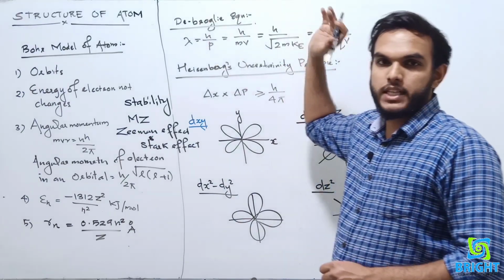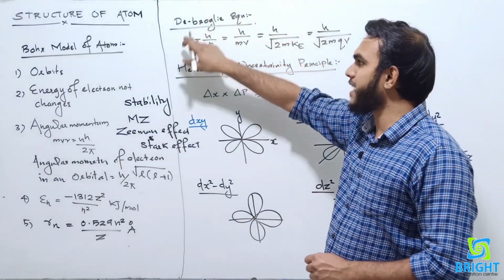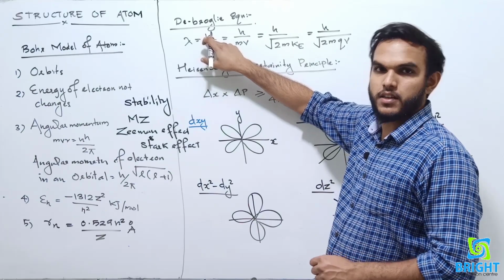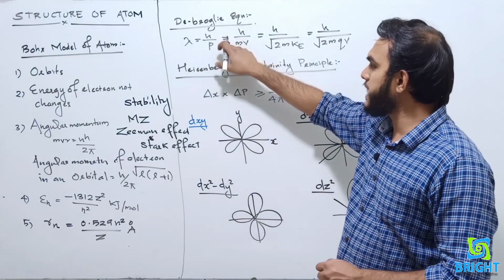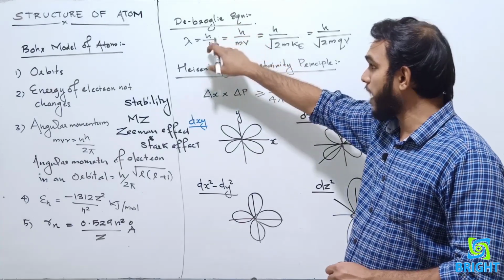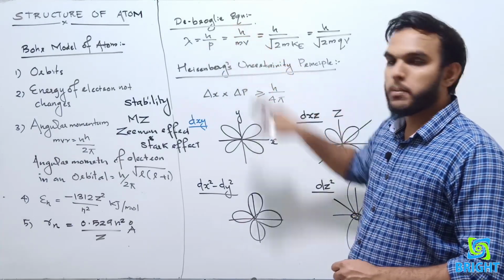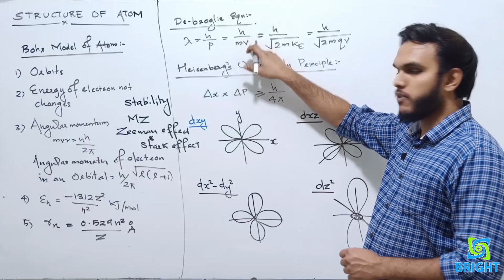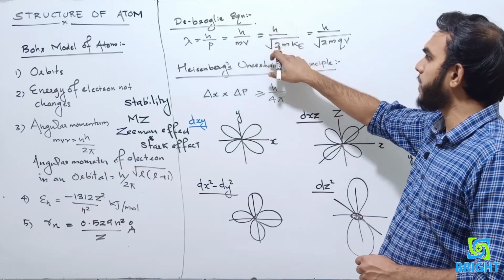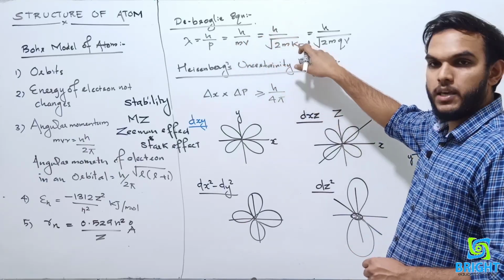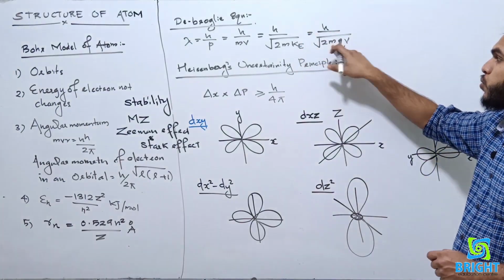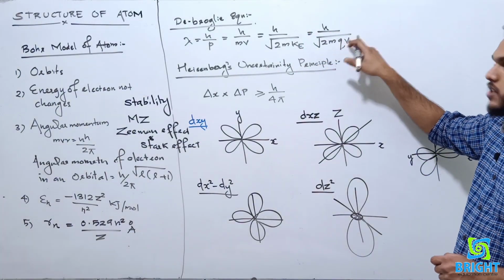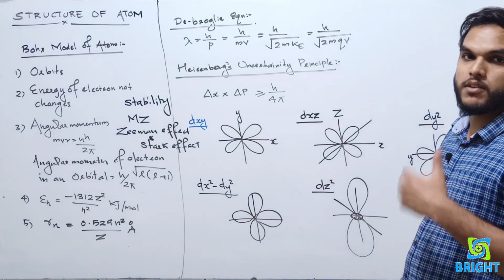Now we already know the de Broglie equation, that lambda is directly proportional to h, that is Planck's constant, and inversely proportional to momentum p. That is lambda is equal to h divided by m into v, momentum being mass into velocity, that is equal to h divided by root 2 m KE, where KE is the kinetic energy, is equal to h divided by root 2 m q v, where q is the charge and v is the potential.